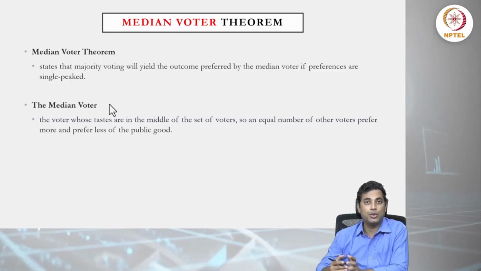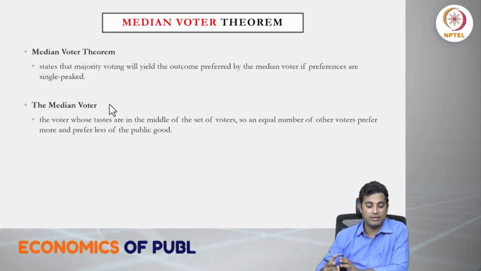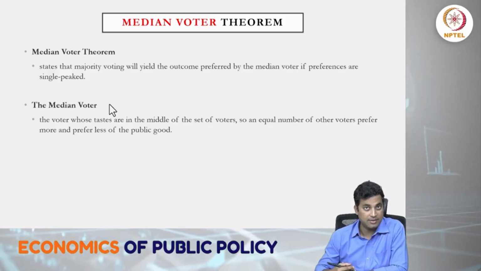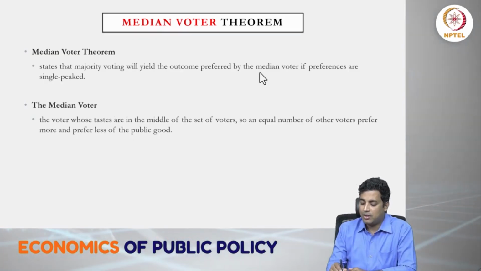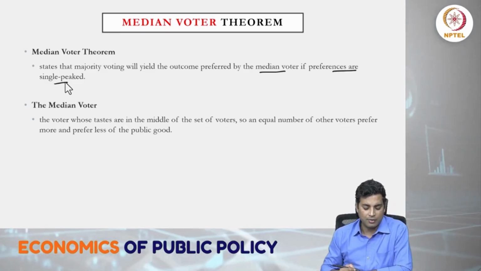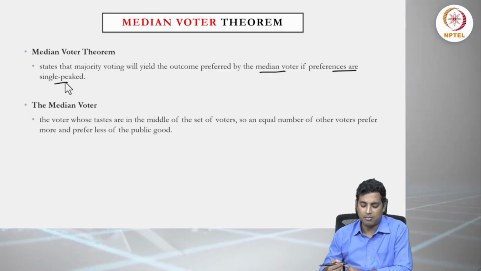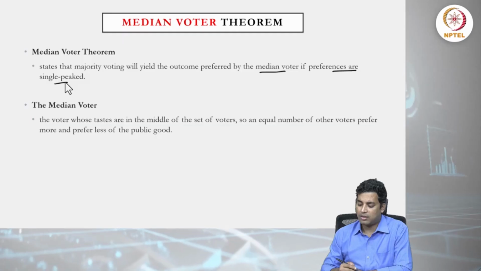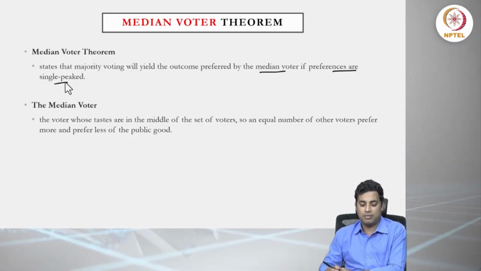So when we get the two kind of double peaks or two kind of situations, then we just average them and then we try to make it. What does the median voter theorem say? It states that majority voting will yield the outcome preferred by the median voter if preferences are single peaked. The median voters are those whose tastes are in the middle of the set of voters, so an equal number of other voters prefer more and prefer less of the public goods.